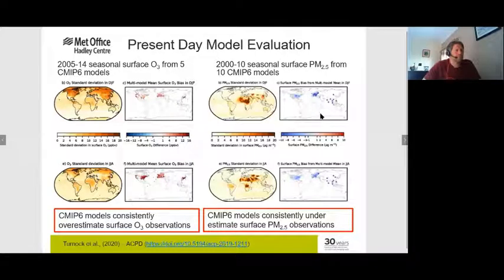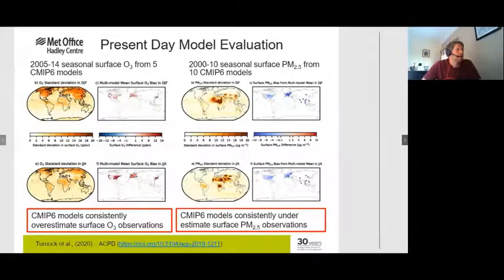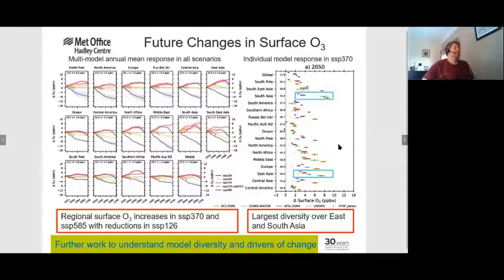So that's a common feature again, which is probably due to a number of reasons which are under investigation as well, which I won't go into at the moment here. So then taking that forward, we want to look at what the future scenarios now, what do the models say projecting out into the future.